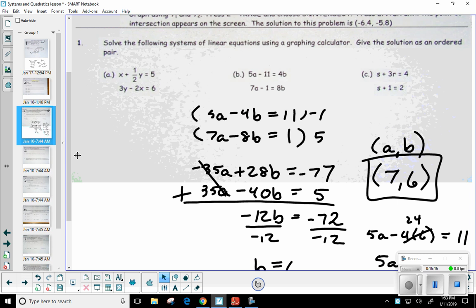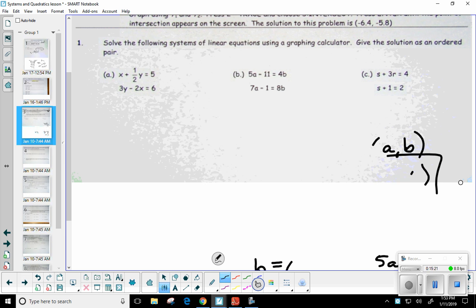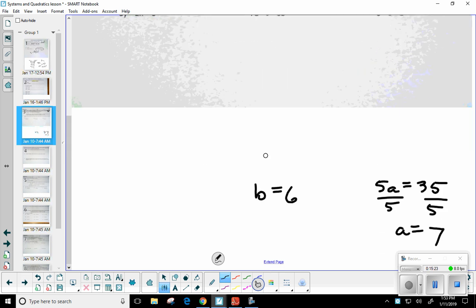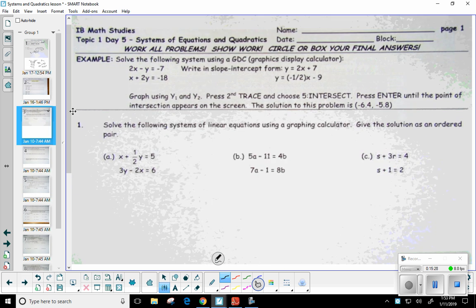And let's solve this one by substitution. Okay, so what is substitution? What you want to do is solve one equation for one of the variables, and then plug that expression into the other. And that's the key. Always, always plug it into the other equation.